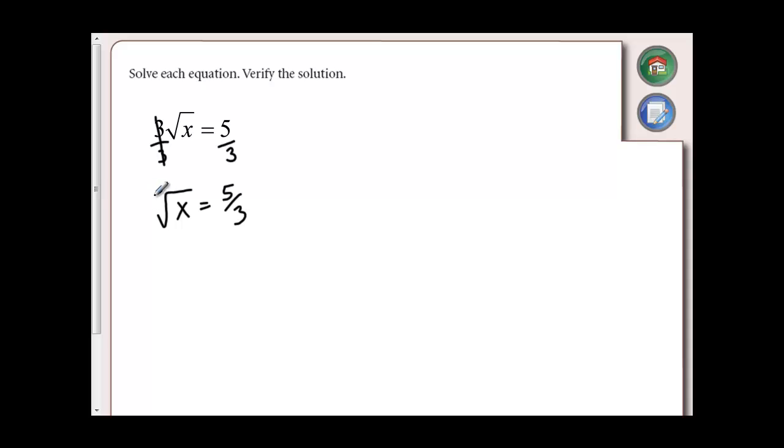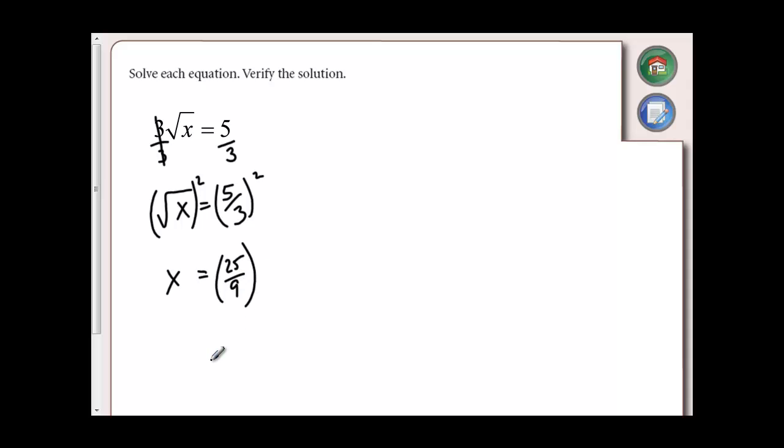In order to get rid of the square root, we're going to square both sides. We get just x on the left-hand side because the square root of x squared is just x. On the right-hand side, we're going to go 5 squared, which is going to give me 25, over 3 squared, which is going to give me 9.